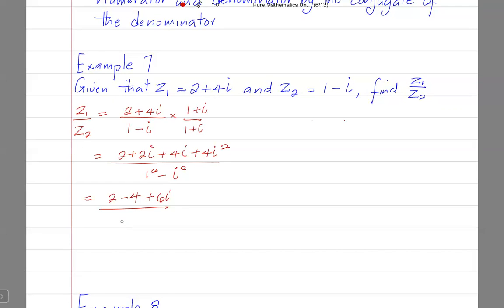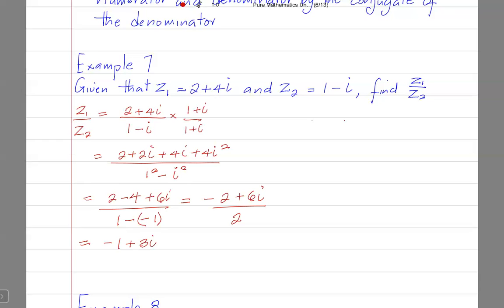At the bottom, I'm going to have 1 squared is 1 minus i squared. i squared is minus 1. So it's minus minus 1. So what I would end up with is at the top, I have minus 2 plus 6i. And at the bottom, I would have 2. And so our final answer, z1 divided by z2, is going to be minus 1 plus 3i.